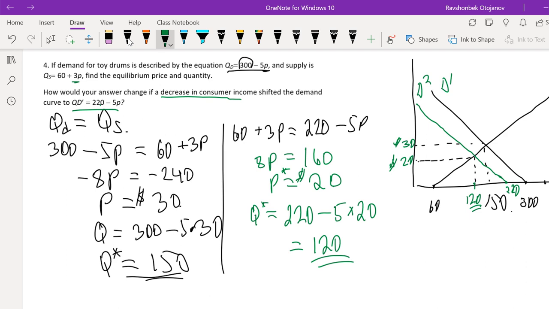Right, so the fall in income reduced the equilibrium price because people tend to buy fewer items now, in this case drums, because of the reduction in their income. So that led to the quantity sold in the market to fall. Okay, that's it. That's the solution.